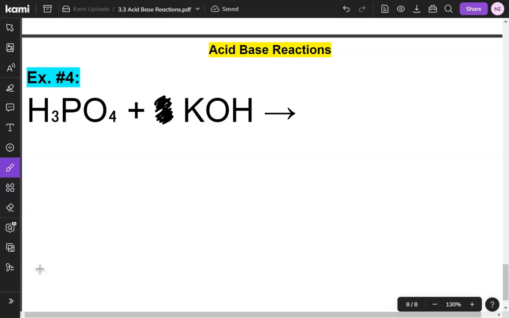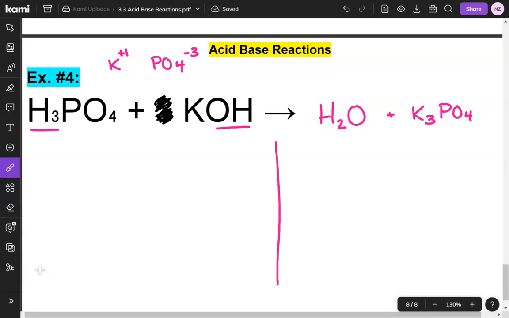All right. So we've got hydrogen and we have hydroxide. So we're going to form water. And we have phosphate, PO4. PO4 is -3. And then I have potassium, which is +1. So I'm going to need 3 potassiums to balance with my phosphate.